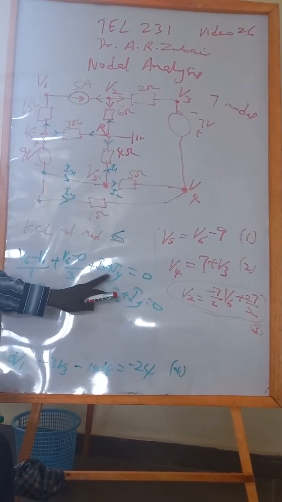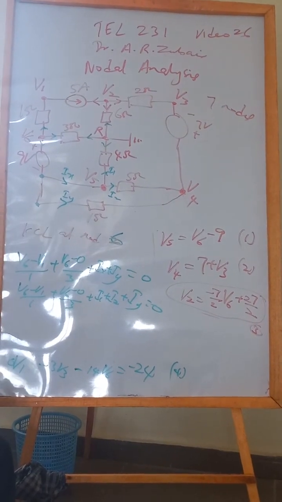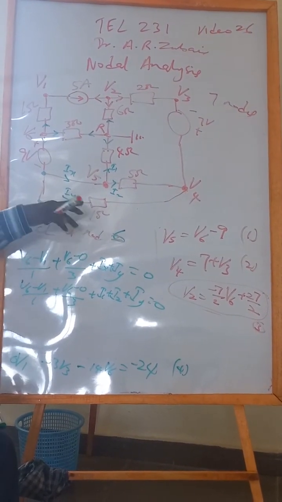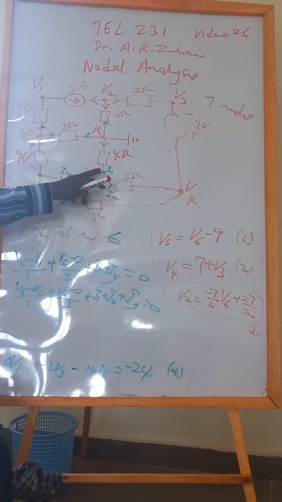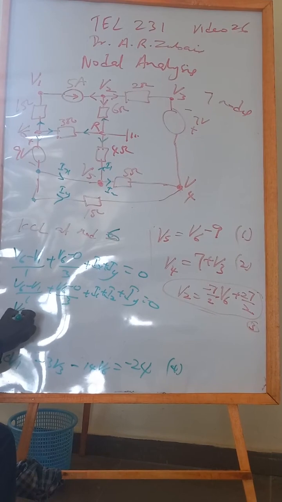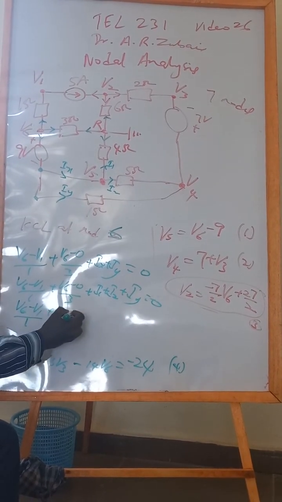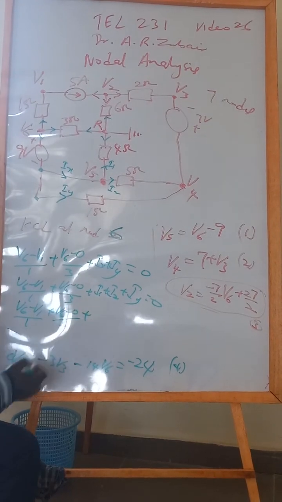That's why I wrote Ix plus Iy. Ix is another problem. There is no way by which I can find the current Ix. But I rest on the fact that it will be equal to the sum of this and this. So now I can do business. This is (V6 minus V1) over 1 plus (V6 minus 0) over 3 plus, what will be I1?